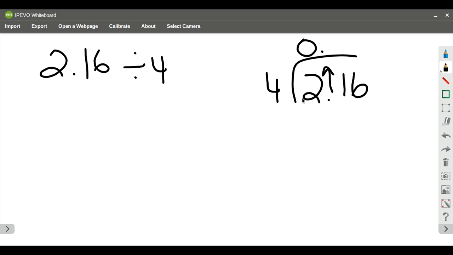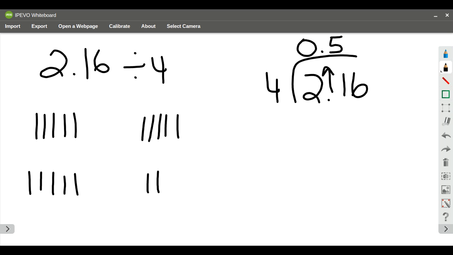And so I can't do 4 divided into 2, so I have to look at how many times 4 goes into 21. 4 goes into 21 5 times. So if I do my model, I have 1, 2, 3, 4, 5, four times over. And then I didn't have enough to do that extra 1.